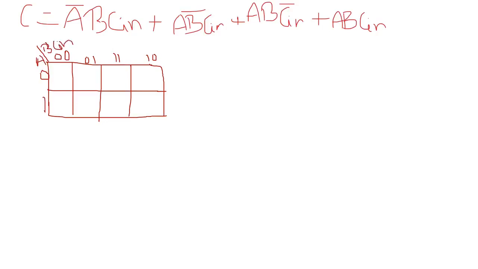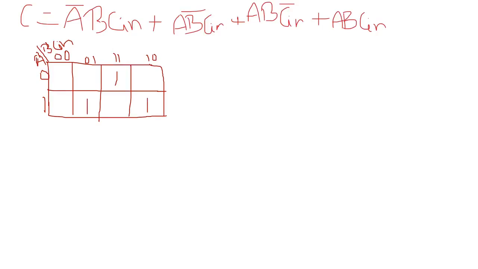Okay, so we have the first term as A bar B C in. A bar means A value is 0, so it is in the first row, and B C in means B and C in values are 1, so it comes here. Then A B bar C in: A value is 1, B value is 0, C in value is 1. It comes here. Then A B C in bar: A value 1, B value 1, C in value 0. It comes here. Then A B C in.